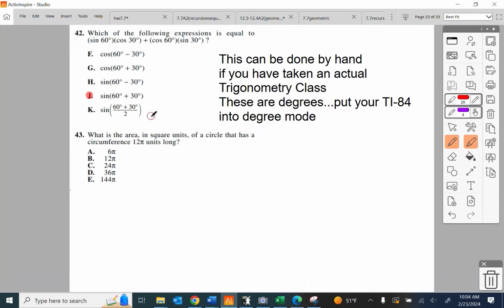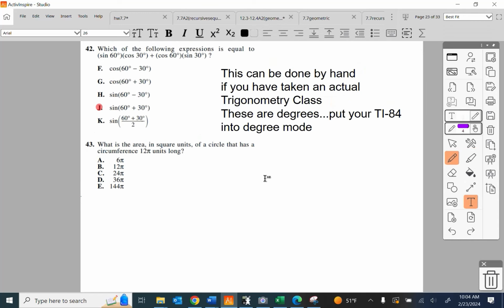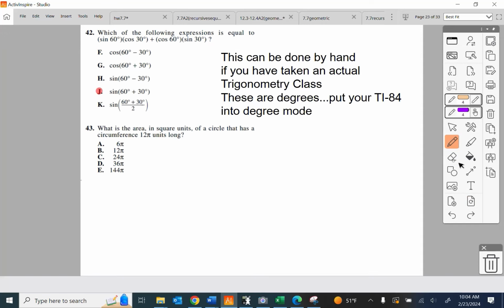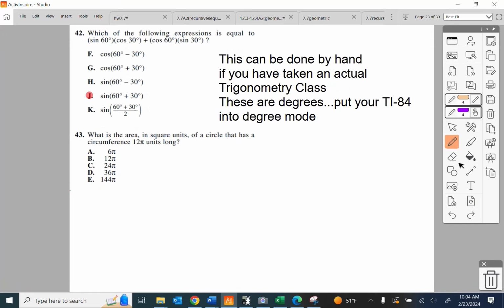All right, what is the area in square units of a circle that has a circumference of 12 pi units? You know, there's just two formulas you're supposed to know. I swear I was taught these in about 6th grade, but the kids don't memorize them. Circumference is 2 pi r, and area is pi r squared. So the circumference is known to be 12 pi. 12 pi equals 2 pi r. Isolate that radius, divide out the twice pi.